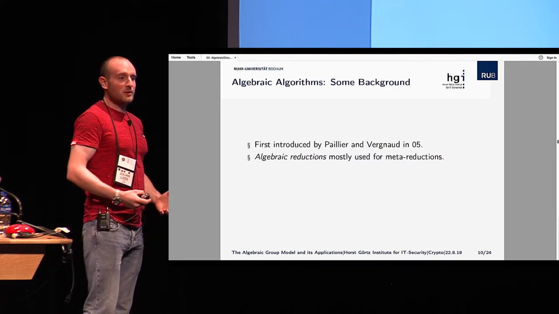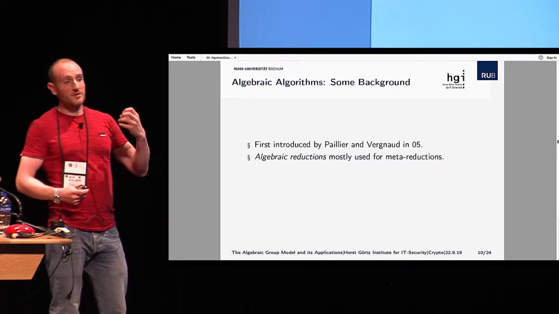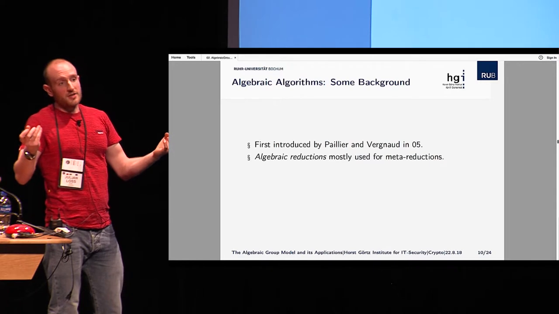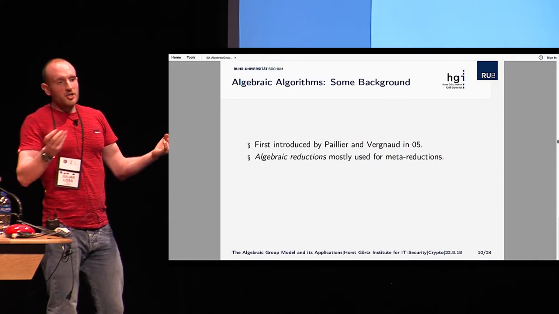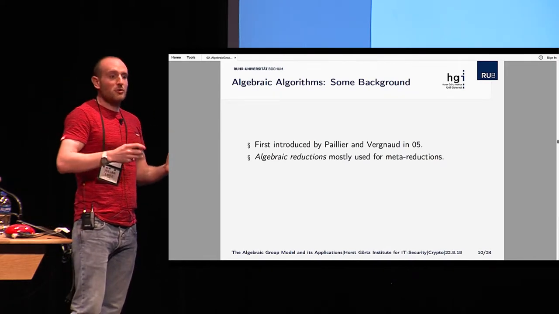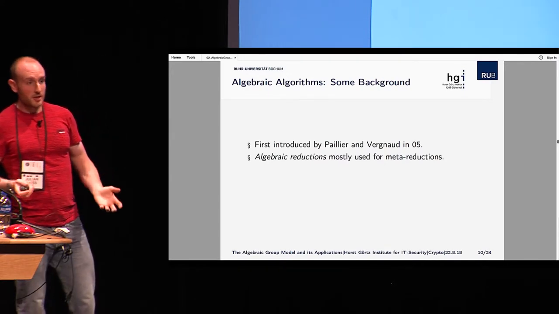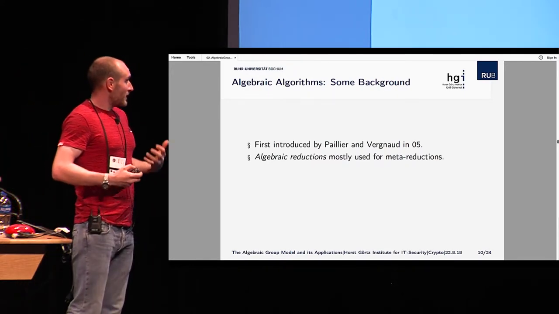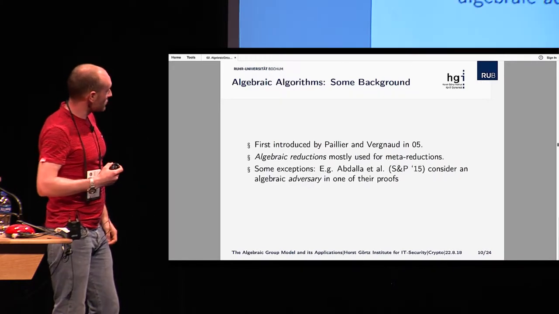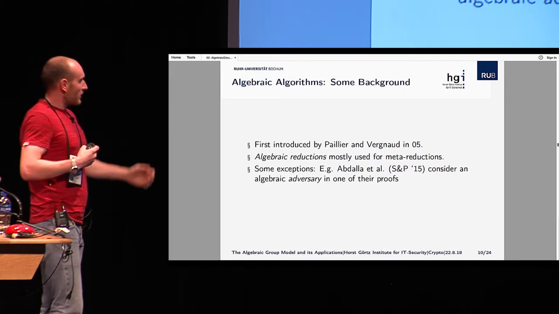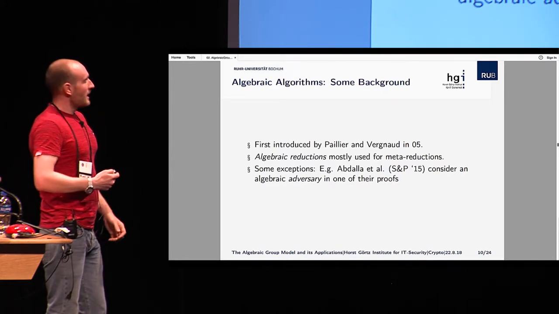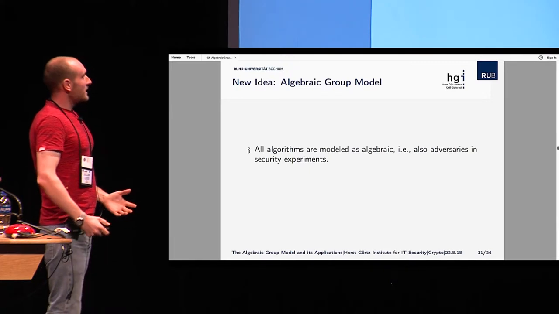Okay, and these impossibility results usually look as follows. You have some cryptographic scheme which you want to prove security for, and you have an underlying hardness assumption. Then you show via the meta-reduction technique that there cannot be an algebraic reduction between these two things, because otherwise you could break the underlying hardness assumption efficiently. This is a contradiction. So this is the way that this class of algorithms has mostly been looked at so far. There are some exceptions, though. Abdalla et al., in a paper at S&P 2015, also consider an algebraic adversary in one of their security proofs. And this is also the key idea of our new model.